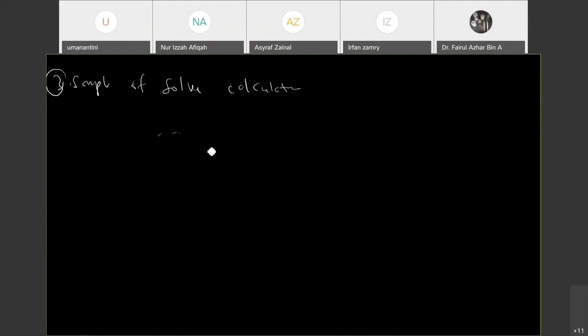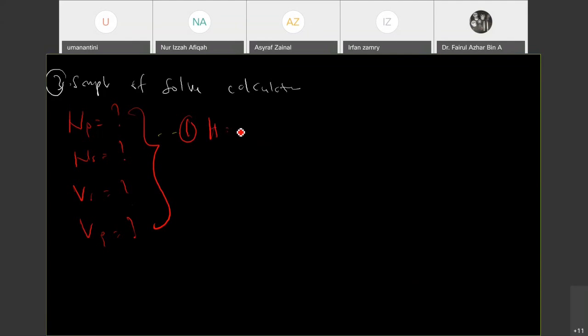Let's say we are referring to the transformer just now. Let's say we have NP equal to some value, NS equal to some value, VS equal to some value. You just create them on your own. After that you apply the formulas. First you need to apply the Biot-Savart law, H is equal to I divided by 4 pi something. Once we get the vector H, then we can calculate the vector of B.